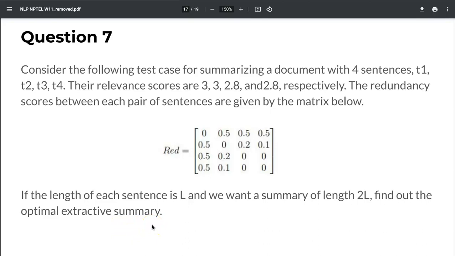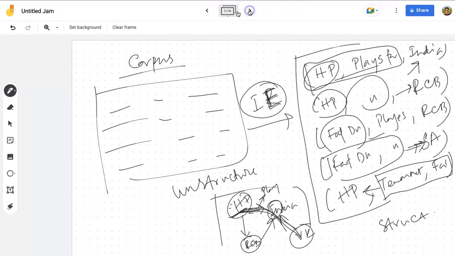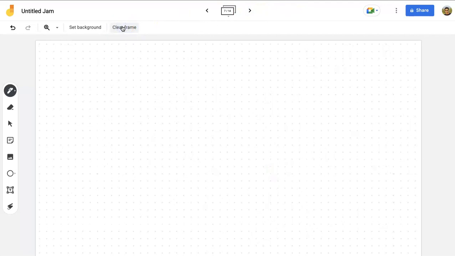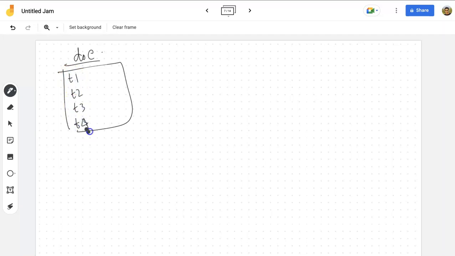So basically what they are saying is, this is your document, there are 4 sentences, T1, T2, T3 and T4, each with length L. This is length L, this is length L, this is length L. Now they are asking you to make a summary.